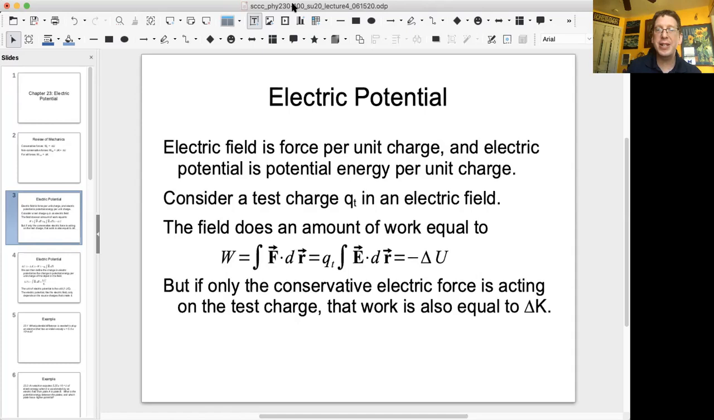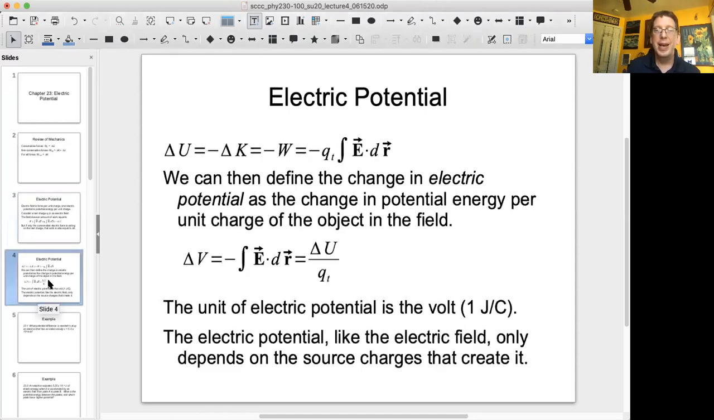So let's look at this in terms of the change in potential energy, delta U. Delta U in this case is equal to negative delta K because there's only the conservative force acting, which means it's equal to the negative of the work done, which means it's equal to the negative of the test charge multiplied by the integral of E dot dr. So the electric field vector dot the displacement vector.